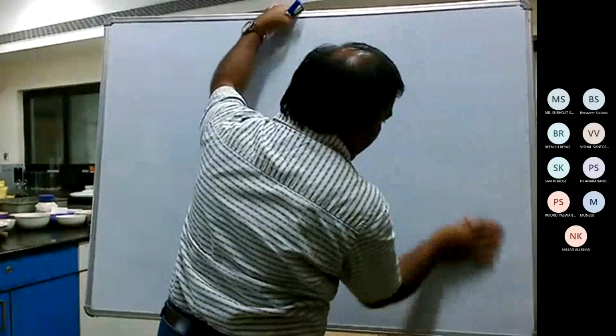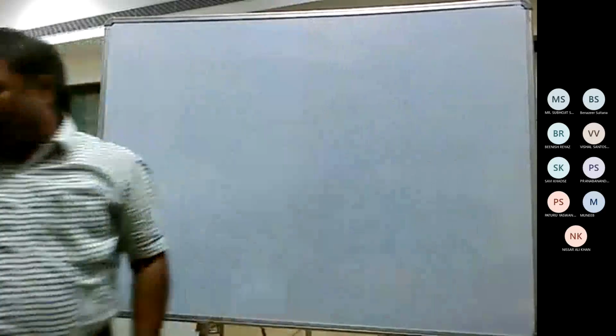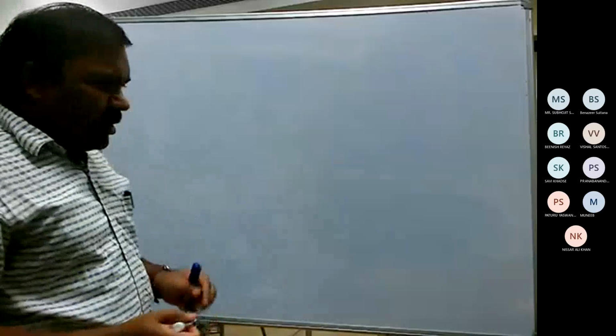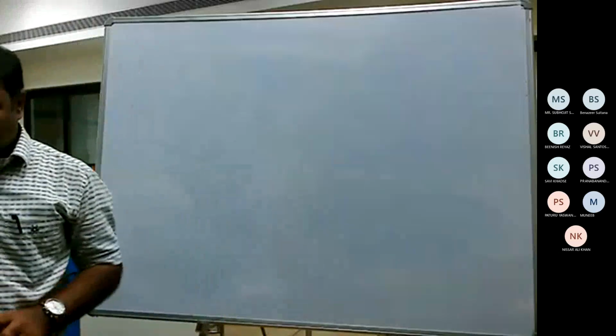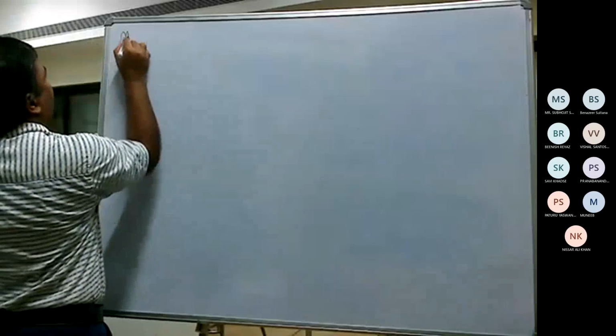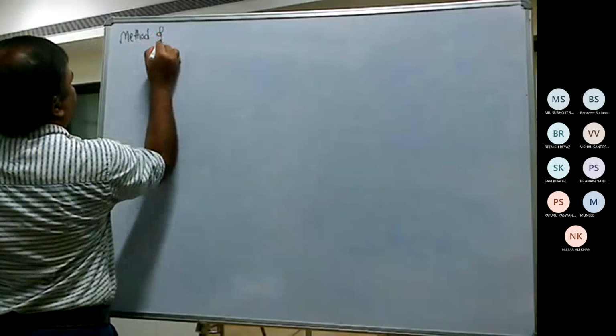Okay, so this is all about the mass procedures for determining the factor of safety. Now, the other method of determining the factor of safety is the method of slices. So now let us discuss the method of slices.